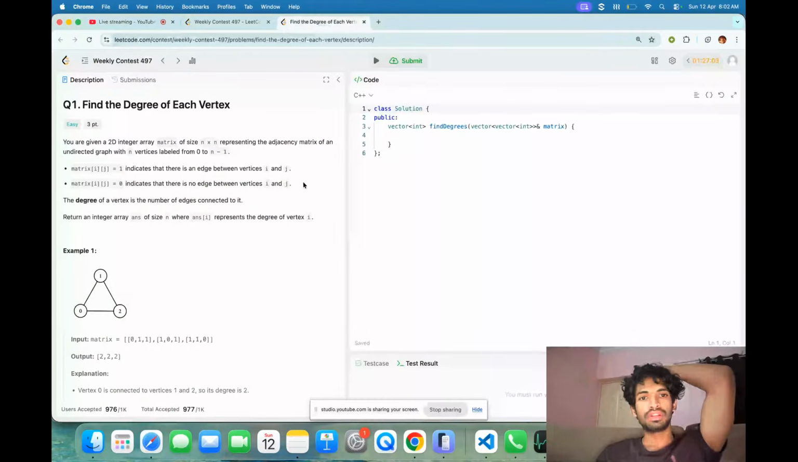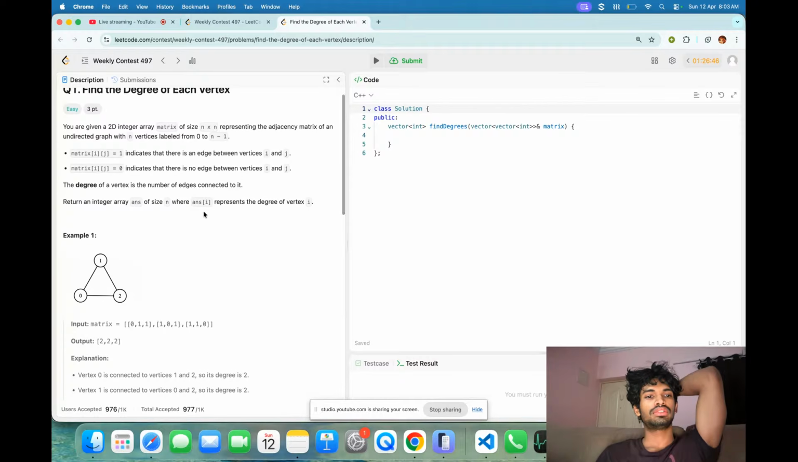Share my screen. Let me try to solve these problems. Find the degree of each vertex. You are given a 2D array matrix of size representing the adjacency matrix. So what is an adjacency matrix? You will know what all is attached to that. And what is degree? Just the sum of ones, I guess. So the sum of ones is the degree. That's it. It's the number of edges connected to it, right?